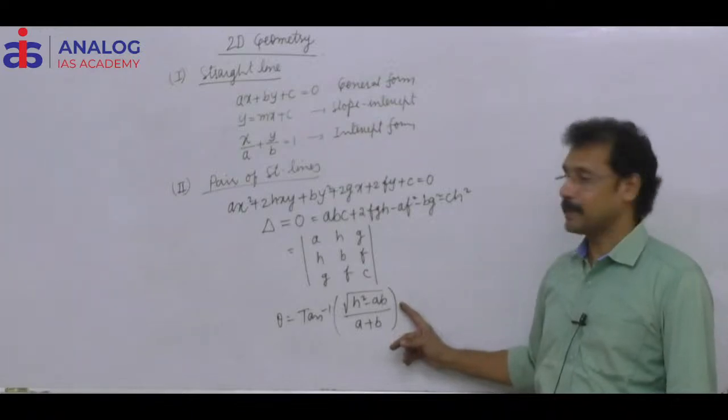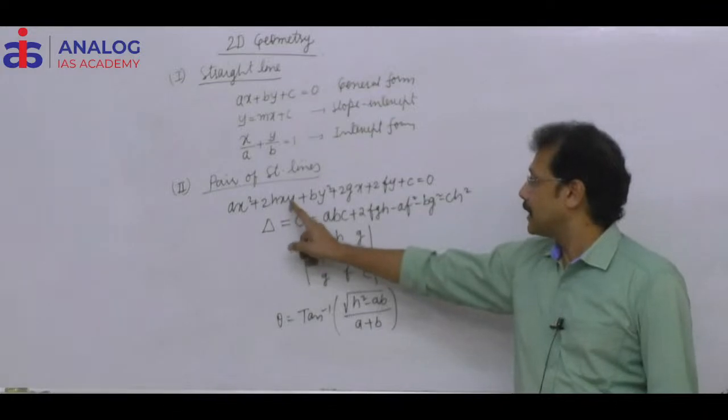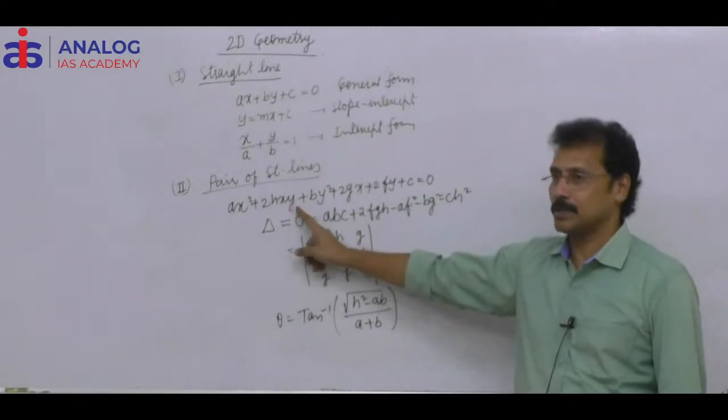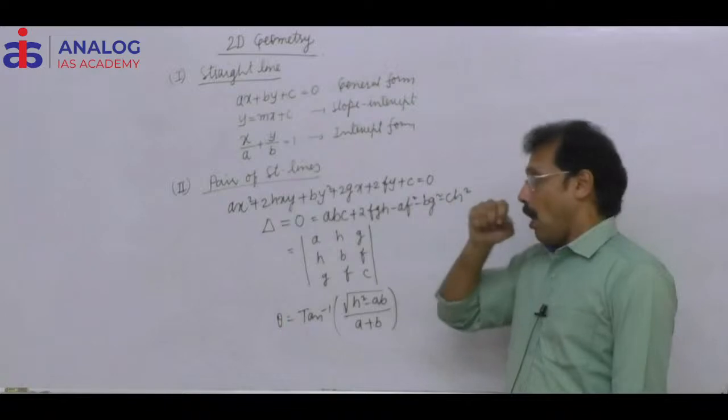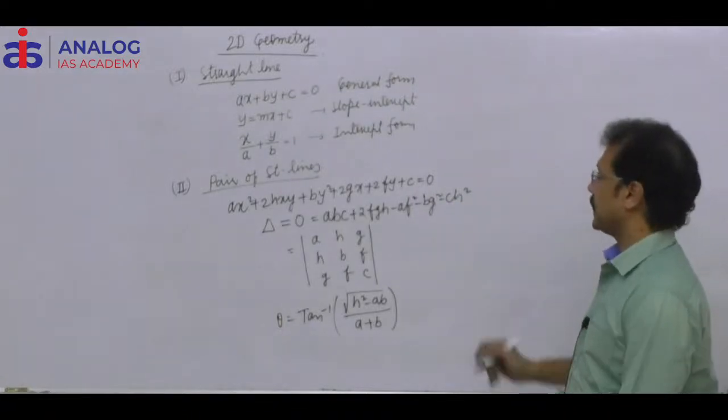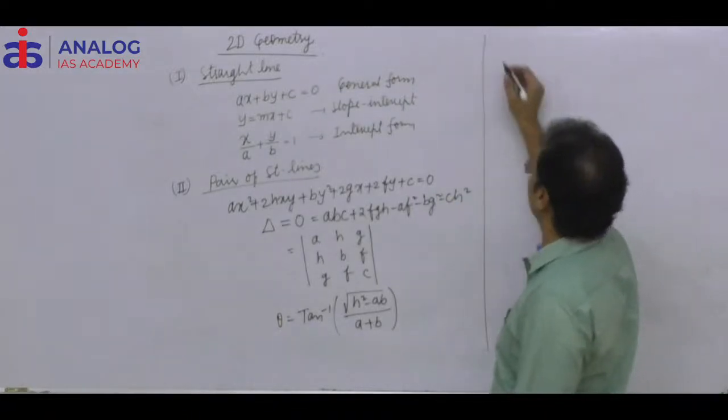That means the two straight lines given by this equation are intersecting at 90 degrees. Okay, fine. Third one.